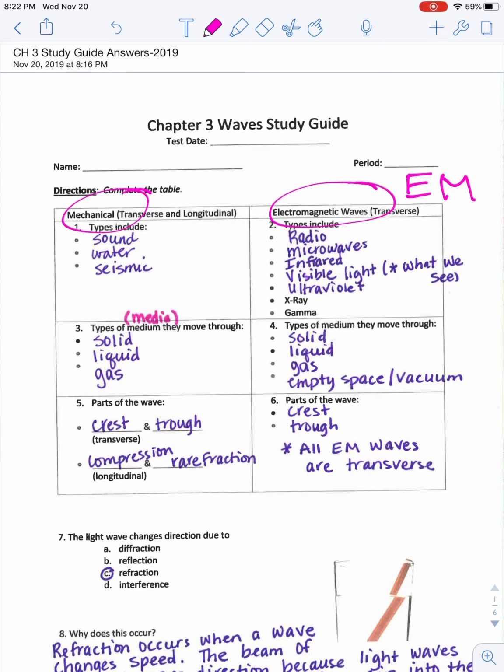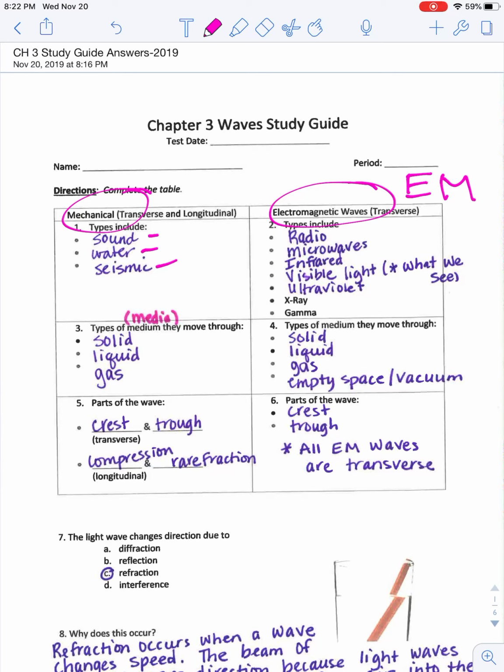So the types of mechanical waves are sound waves, water waves, seismic waves. So the seismic waves are our earthquakes. Our sound wave is our only longitudinal wave that we have. Our water wave is going to be a combination wave. It's also called a surface wave.